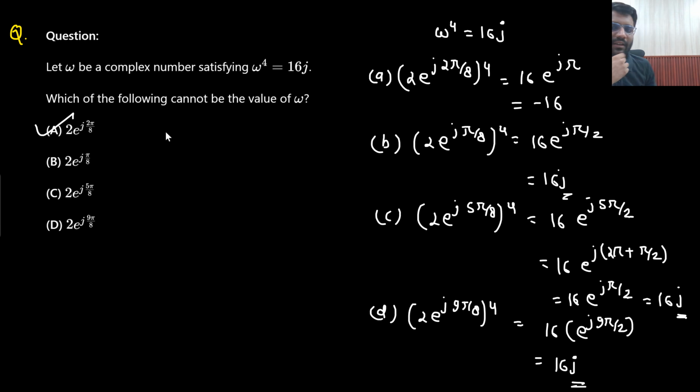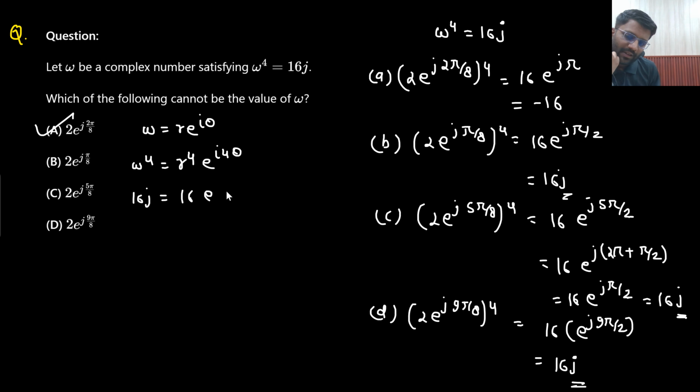Or what could be the other way? The other way would have been, you assume omega as r e to the power j theta. So omega to the power 4 will become r to the power 4 e to the power j 4 theta. What is 16j? 16j would be 16 e to the power j pi by 2. So r to the power 4 e to the power j 4 theta would be equivalent to 16 e to the power j pi by 2. So from here, r to the power 4 is coming out to be 16. That means value of r is coming out to be 2.